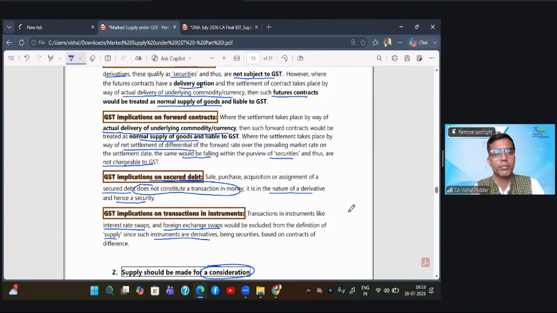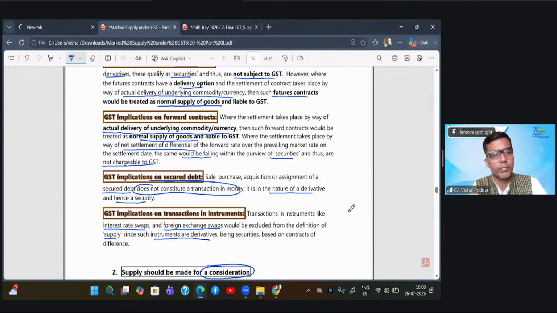Got it. That is like factoring. So they are saying it is like a derivative, and hence there will be no GST. Yes, like factoring, as in the factoring provision. Sort of. Yeah, correct.